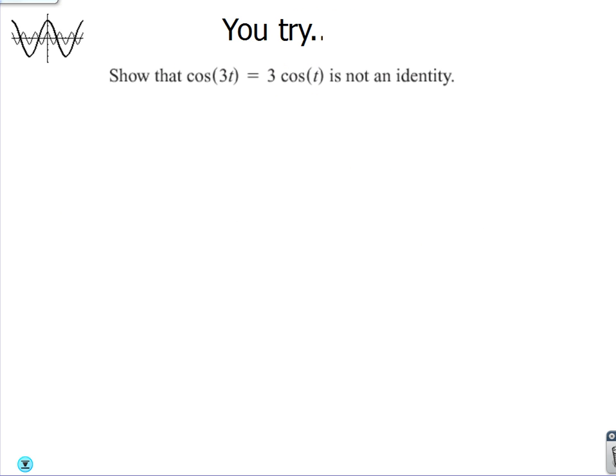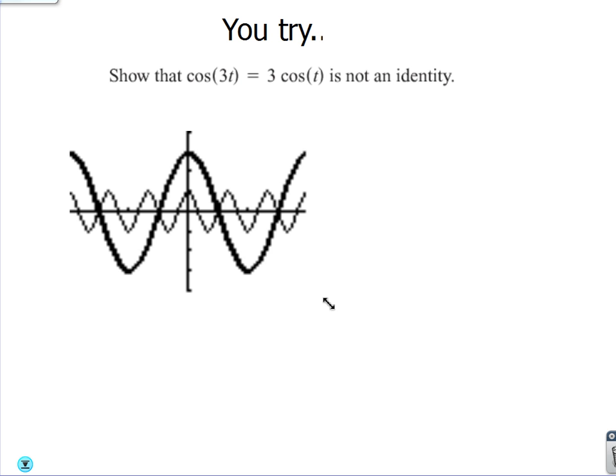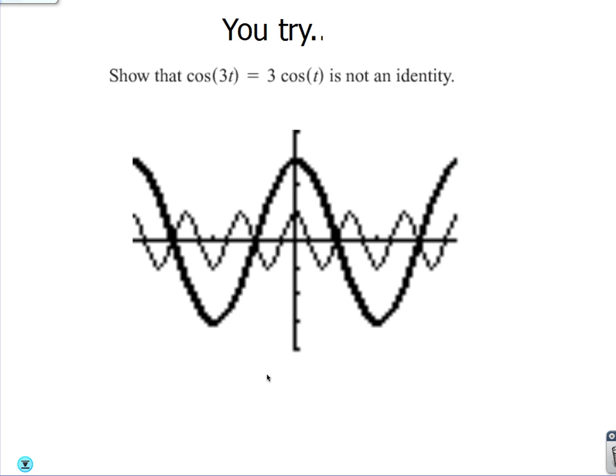Here's another one that's obviously not true. Show that cosine of 3t equals 3 times cosine of t is also not an identity. You see one in bold, you see one in plain. Here's cosine 3t. Here's 3 times the cosine t. That's also not an identity. Okay, it's not true.